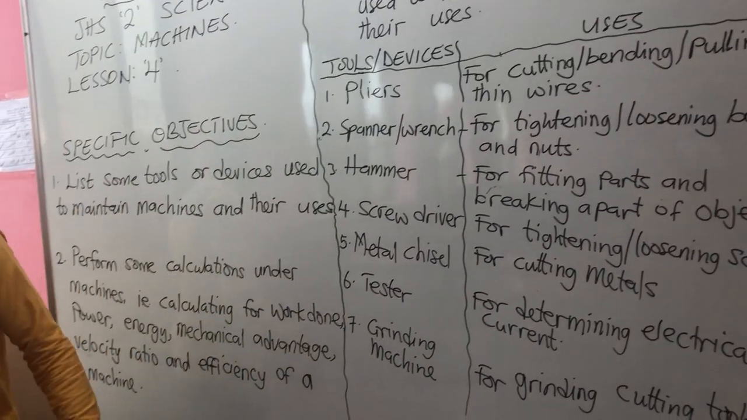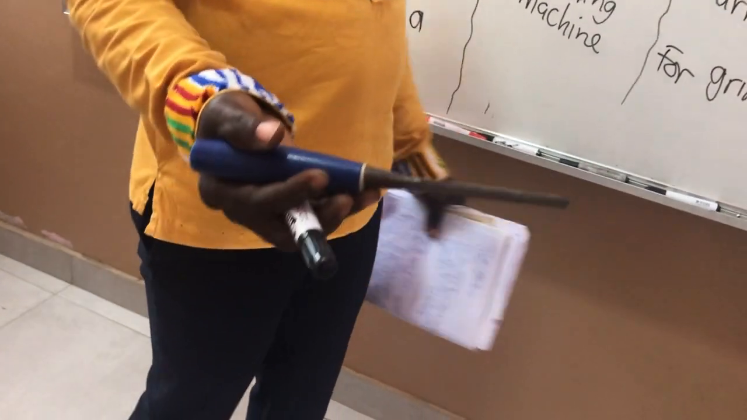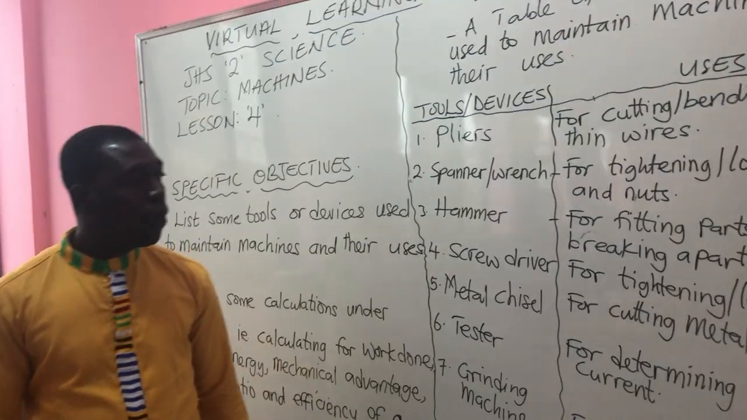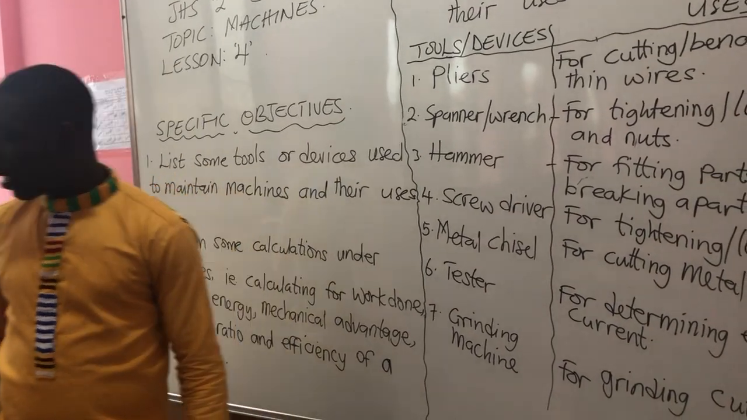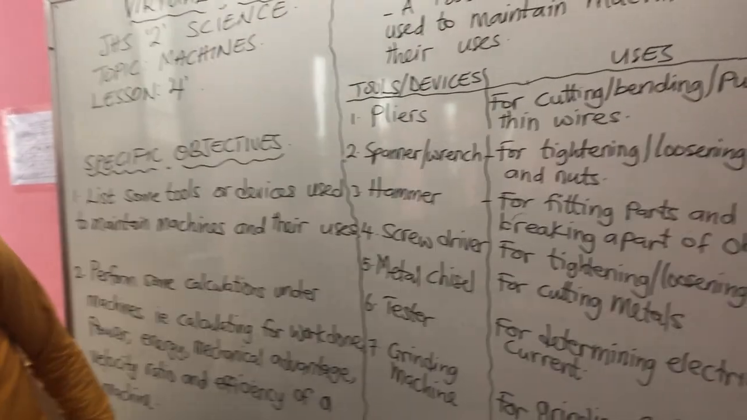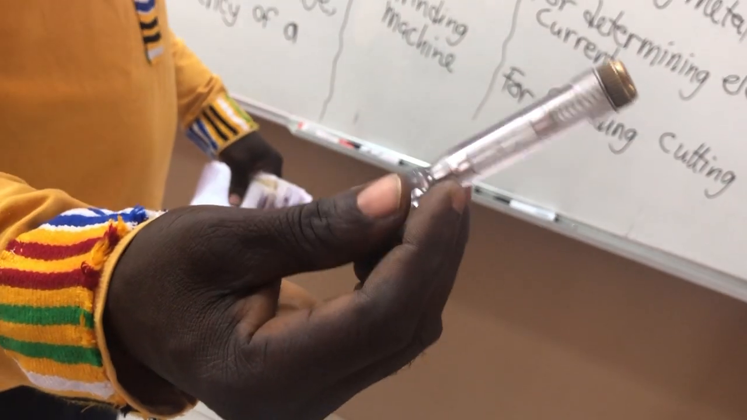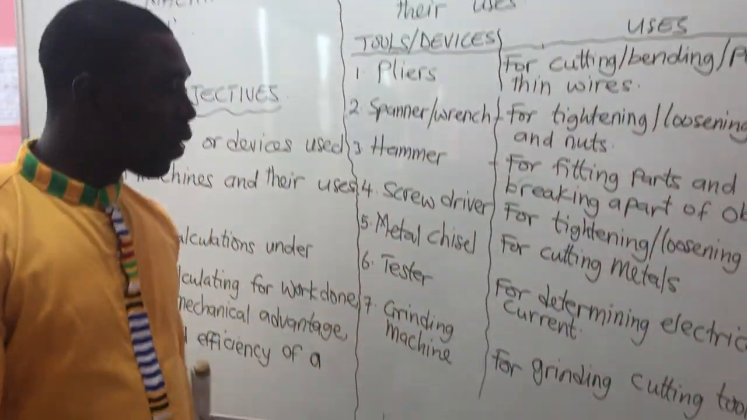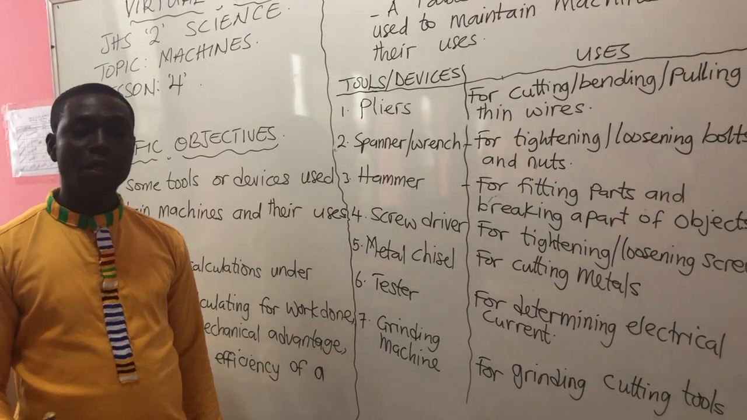We also have chisels or the metal chisels. This chisel is for cutting metals, and not only metals. We have chisels for woodwork. We also have chisels under block work. Now we also have the tester. This is a tester, and this is used by electricians or technicians for testing the electrical current in a component or in a wiring circuit.